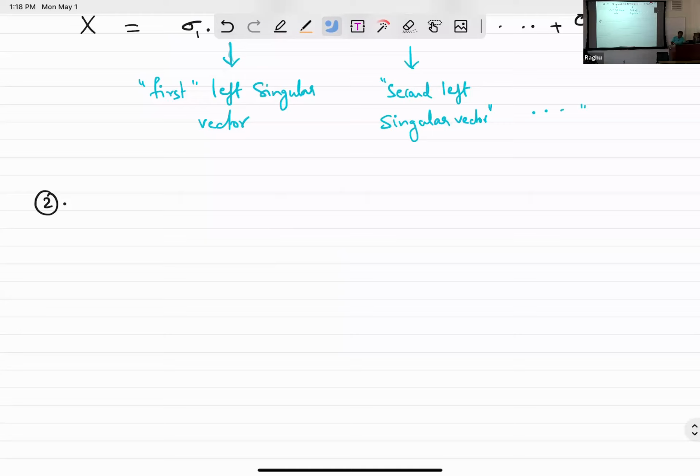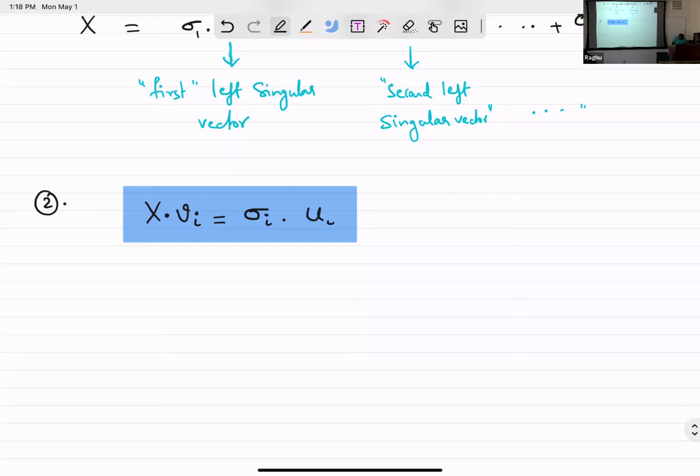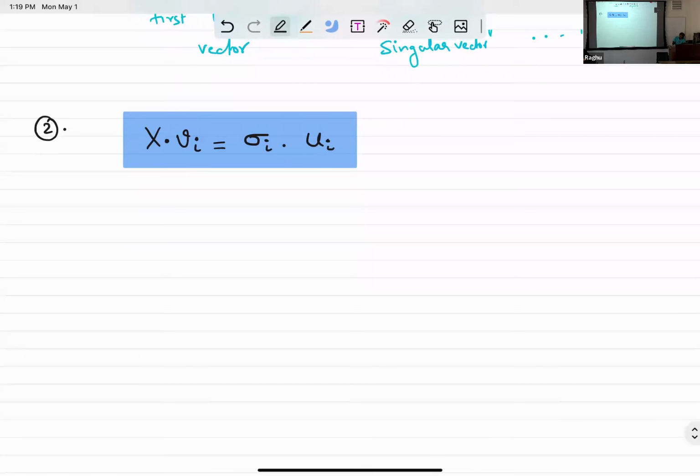Okay. So in particular, the following holds. X times Vi is sigma i times Ui. If you know eigenvalues and eigenvectors, it looks maybe a little bit like that. But remember, these are rectangular matrices, so they don't have eigenvectors. But X times Vi is sigma i times Ui. So there is this correspondence. If I apply X on Vi, you'll get Ui. Okay. Why is this?